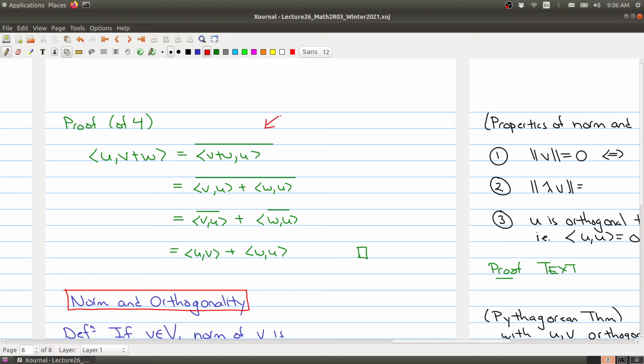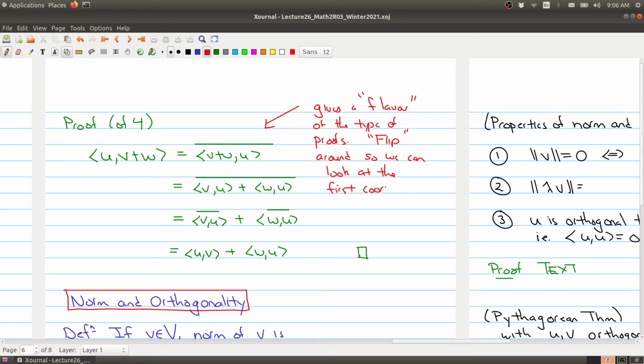Let me put here some comment. This gives a flavor of the type of proofs when you're dealing with inner products. What we do is flip around so we can look at the first coordinate, because in our definition we're only given properties about what happens in the first coordinate. So we take something that may be happening in the second coordinate, flip it around so we can put it into the first coordinate, and then we flip it back. And when we're flipping, we have to keep track of the conjugate as we flip it back and forth.